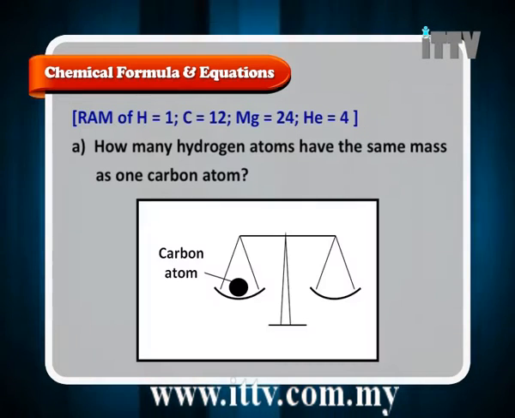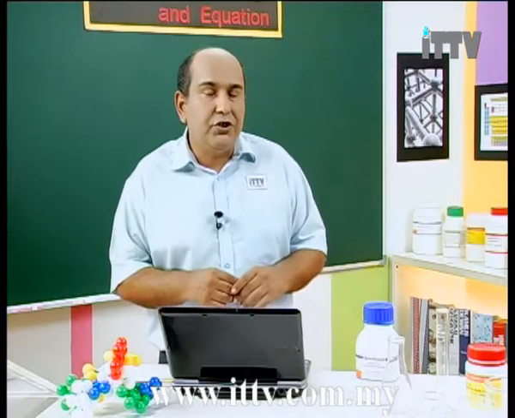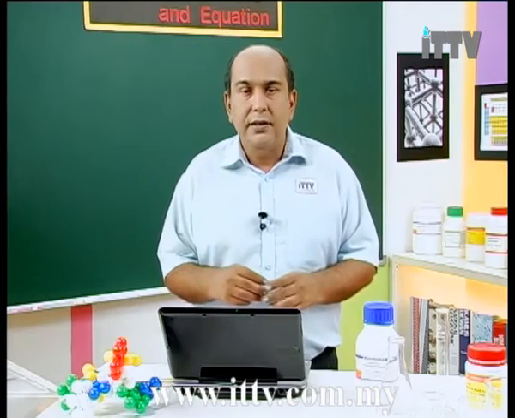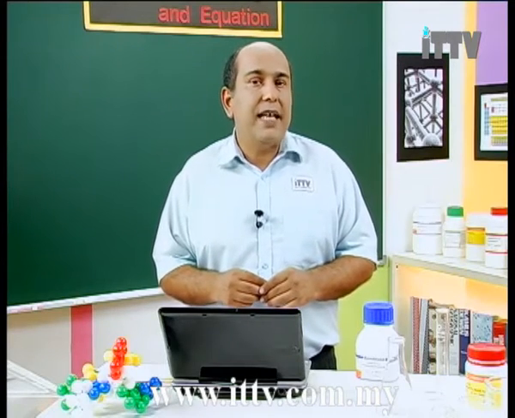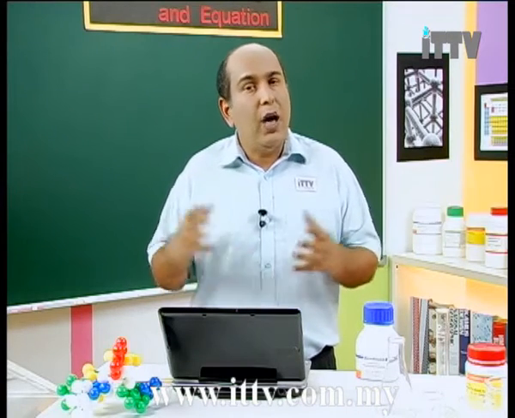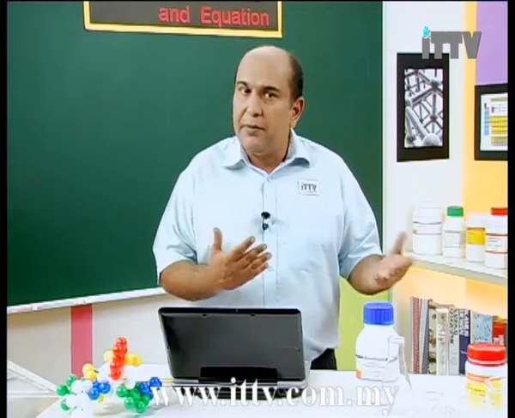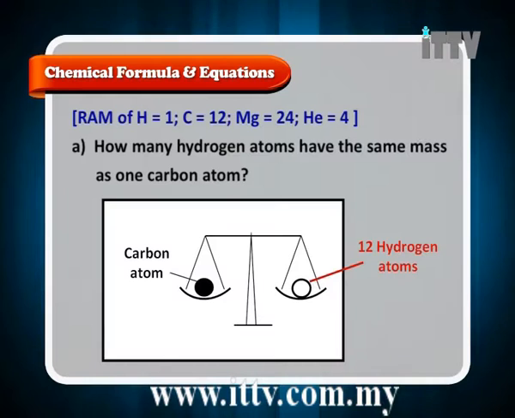Example: how many hydrogen atoms have the same mass as one carbon atom? Well, hydrogen has the mass 1. Carbon has the mass 12. So how many hydrogens would be the same as one carbon? 12 hydrogen atoms will have the same mass as one carbon atom.